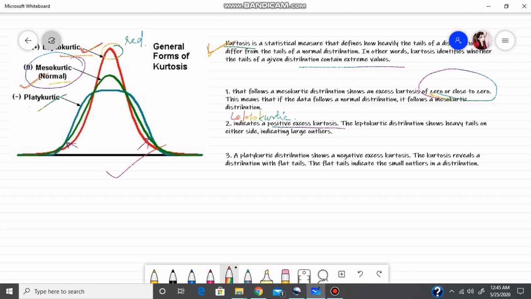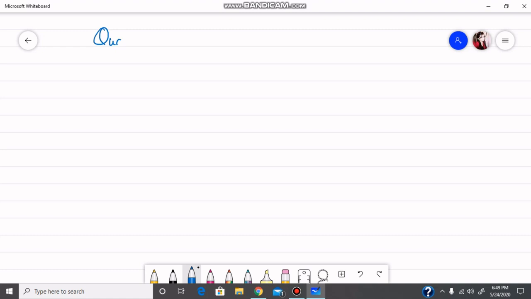Now coming to the last type of kurtosis, that is the platykurtic. This platykurtic distribution shows a negative excess kurtosis, which means that the kurtosis reveals a distribution with flat tails. Here you can see with this blue line that it has flat tails, unlike the other two. These flat tails indicate that there are fewer outliers or no outliers at all. So when we get the value, we can determine the tailedness, the heavy tail or the lower tail, with the help of kurtosis. Let us look at the next topic, that is quantiles.